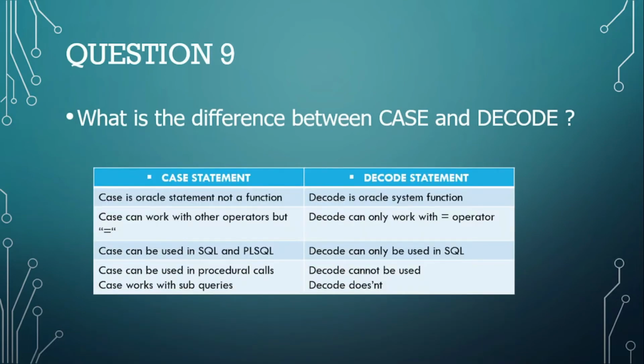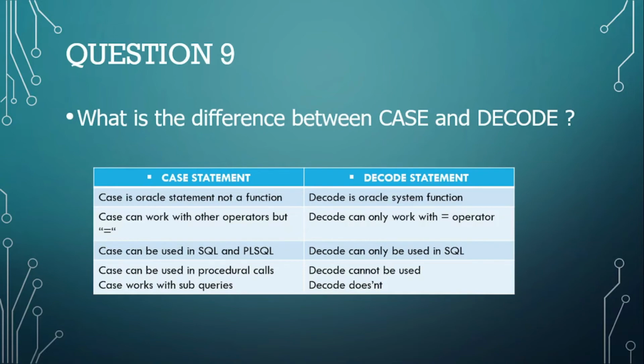What is the difference between CASE and DECODE? I've organized this in the form of a table because it is easy to compare now. CASE is an Oracle statement and not a function, whereas DECODE is an Oracle system function. CASE can work with operators other than equal to. On the other hand, DECODE can only work with the equal to operator. CASE can be used in SQL as well as PL/SQL. DECODE can only be used in SQL. This is a very important difference between these two. And CASE can be used in procedural calls as well as subqueries. On the other hand, DECODE cannot be used in either of those.